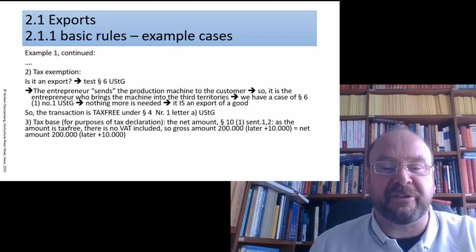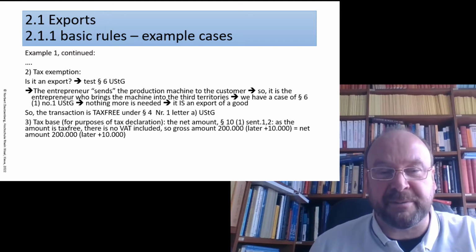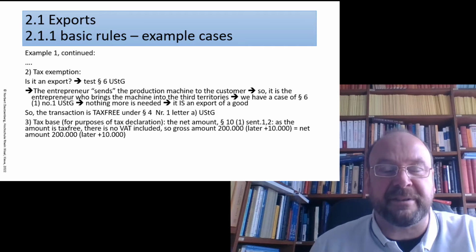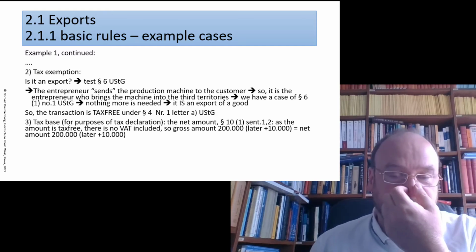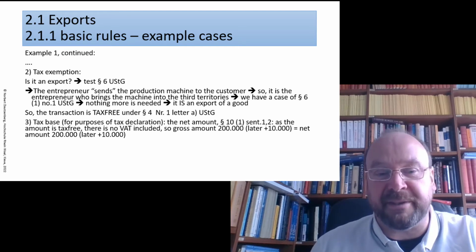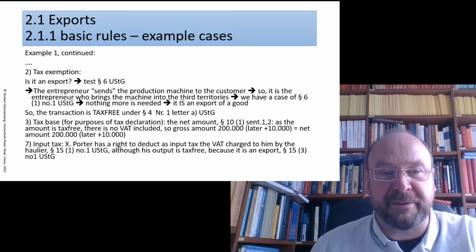Later, when an additional charge of 10,000 is made for the transport, this is, under VAT aspects, still an additional price for the machine. Because 10,000 for an ancillary element of the transaction, transport, does not exist. Everything which is paid is always paid for the main element. So the 10,000 are also an additional later price for the machine. So 200,000 first and then 210,000 in the end.